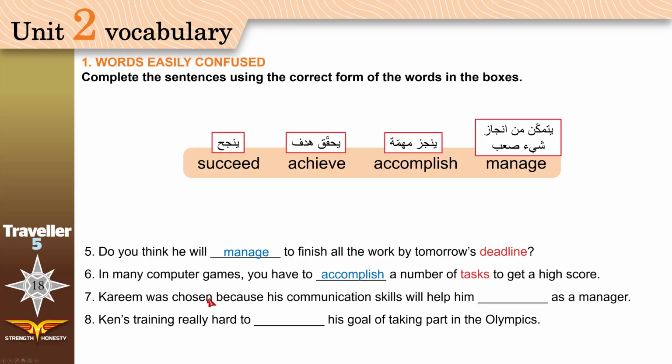Karim was chosen because his communication skills will help him succeed as a manager. He has communication skills that will make him successful. Successful is the adjective. Succeed is a verb. By the way, succeed is not a verb in the past. Succeed is in the present. The past is succeeded. Succeeding, ing, okay? Ken is training really hard to achieve his goal of taking part in the Olympics. Ken is dreaming of participating in the Olympics, and he wants to achieve that. Reach his target.